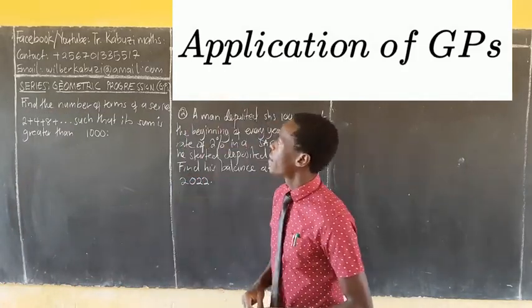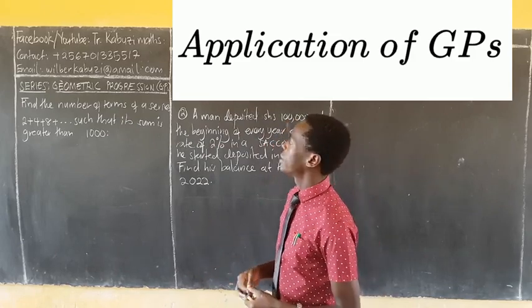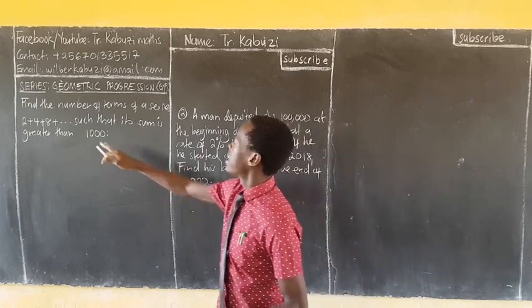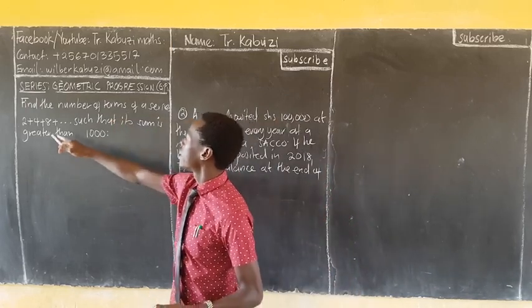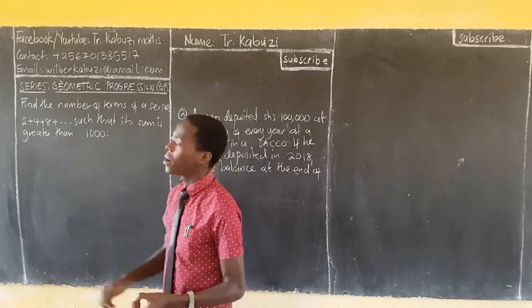Okay, so members, today we are going to see how we use more of the geometric progression to handle these questions. Now, here is that find the number of terms of a series. This is the series such that its sum is greater than 1000.